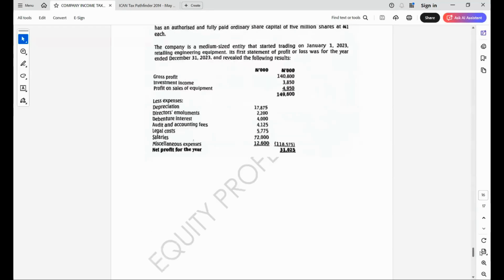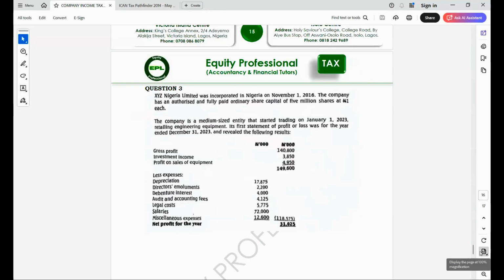Looking at this question, how do we know that we are supposed to adopt the normal basis? Because we are given information about net profit. Whenever you have a question on company income tax, the first basis to be adopted is the normal basis. That is the first basis to be adopted for the computation of company income tax.